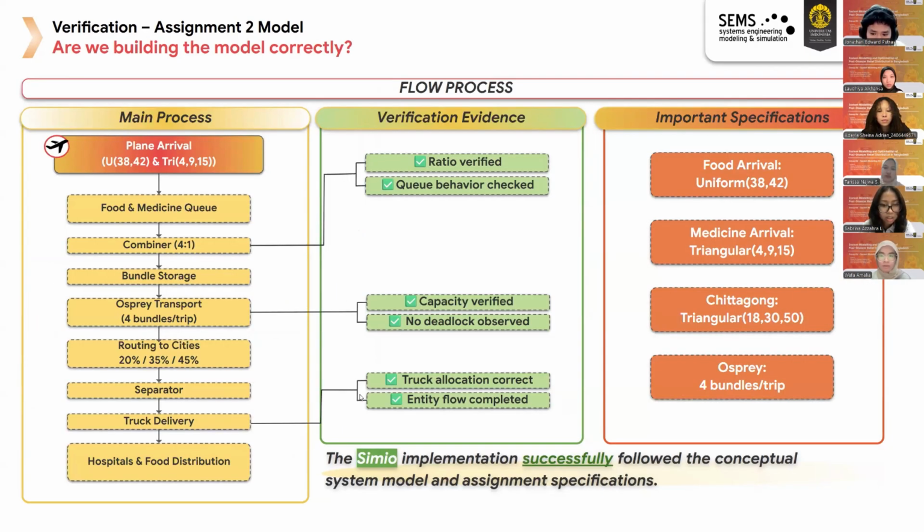In conclusion, our simulation shows that Dhaka Airport can support post-disaster relief operations effectively under normal conditions. However, under high demand, runway capacity becomes the main bottleneck. Increasing runway capacity and improving scheduling policies can significantly reduce delays and improve overall system performance.